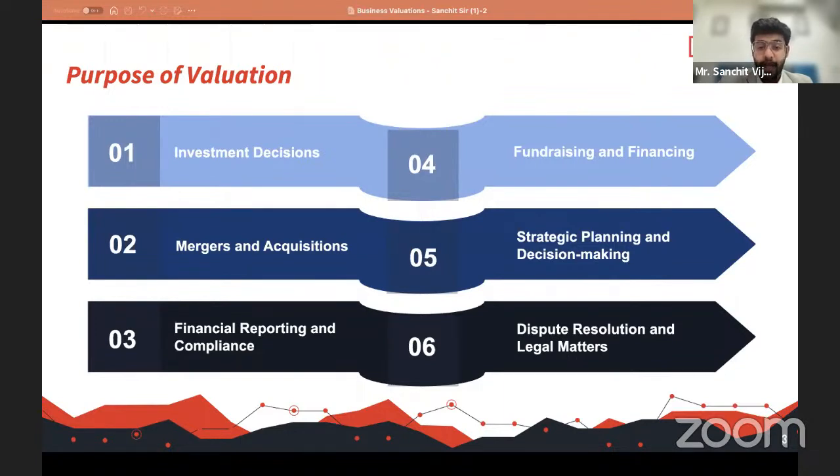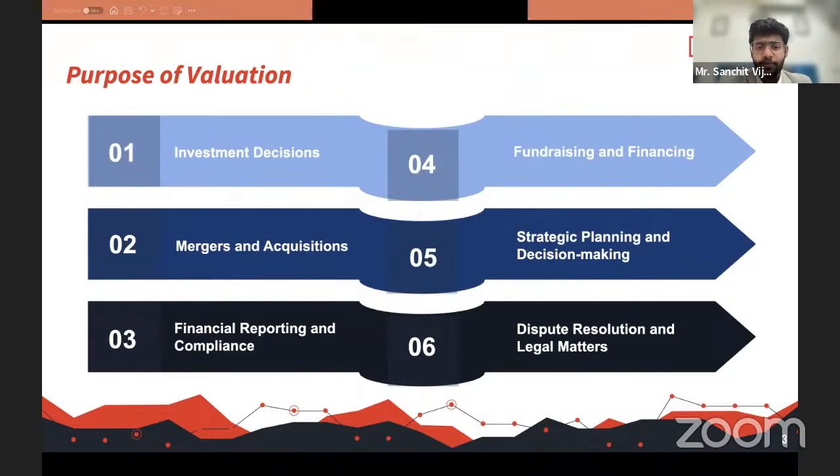The fifth purpose is strategic planning and decision making. Valuation provides valuable insights for strategic planning within a business. By understanding the value of the assets and the businesses, management can take much more informed decisions regarding expansion, diversification, capital allocation, or even resource optimization.